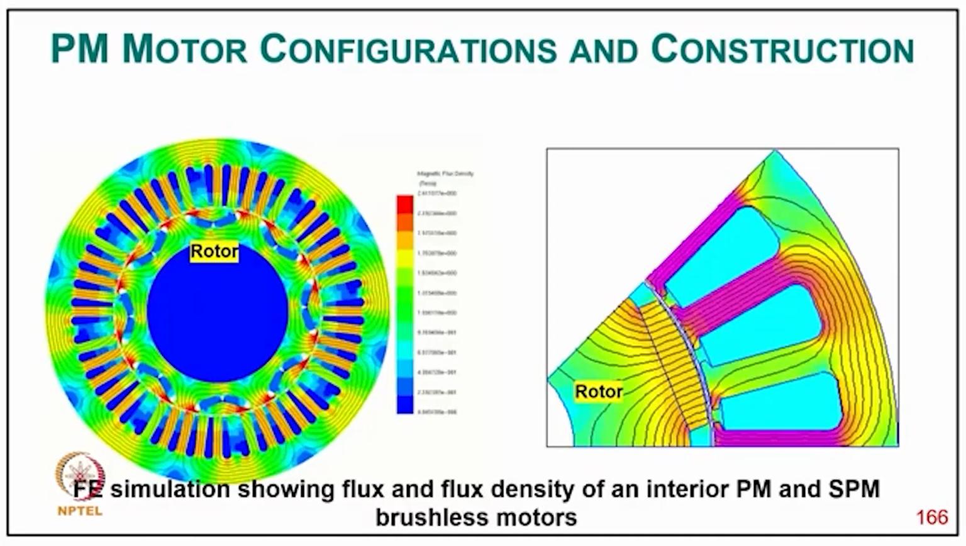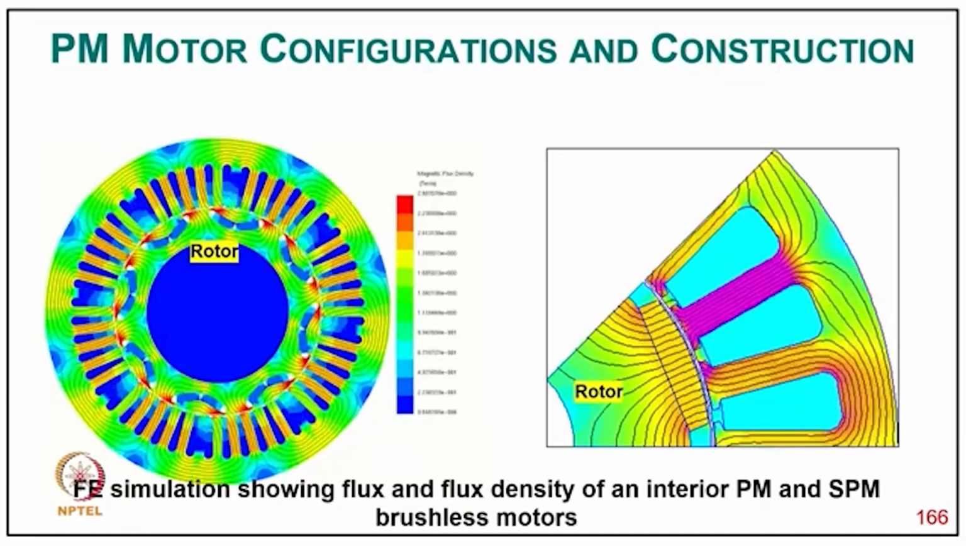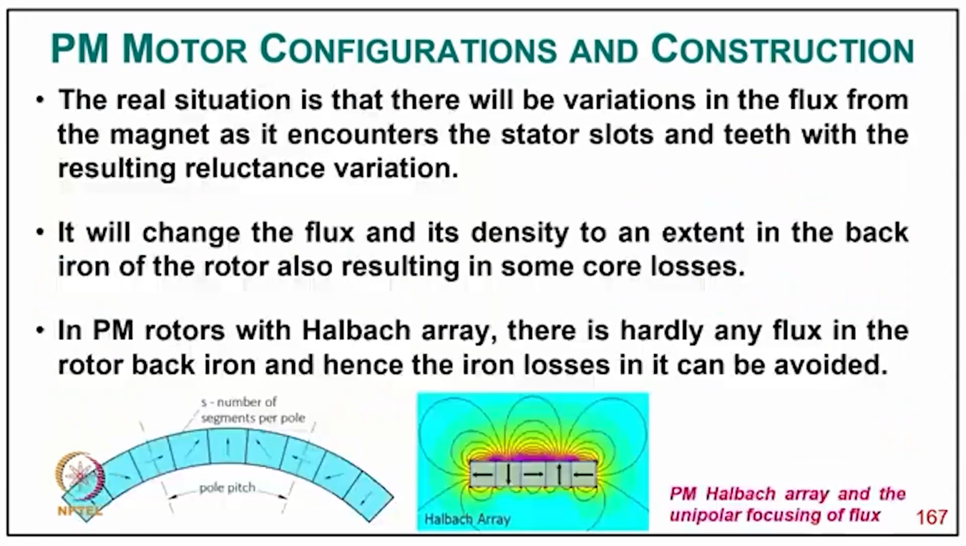And you can see a finite element simulation showing the flux and flux density of interior magnet and surface mounted magnet brushless motors in the two cases. The real situation is that there will be variations in the flux from the magnet, and the stator slots and teeth, with the resulting reluctance variation, will change the flux and its density to some extent in the back iron of the rotor, also resulting in some core loss.